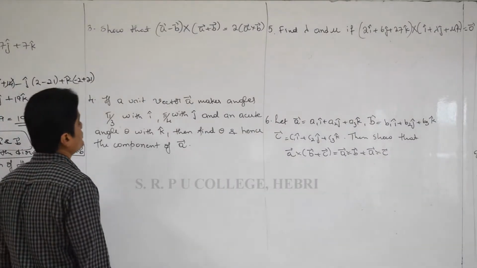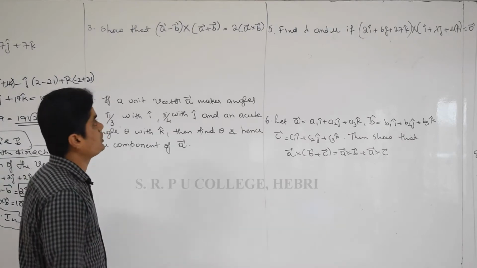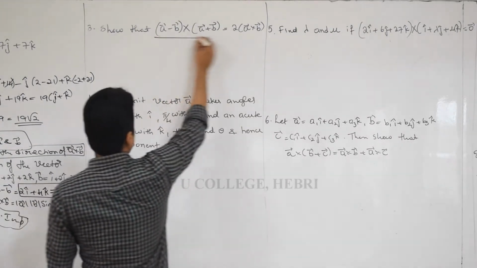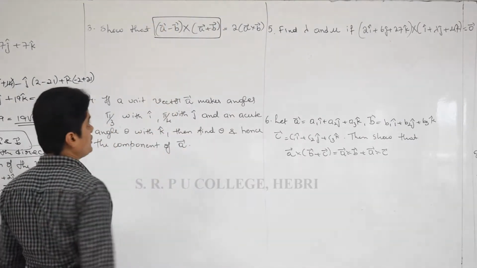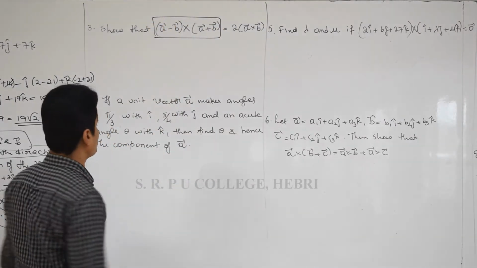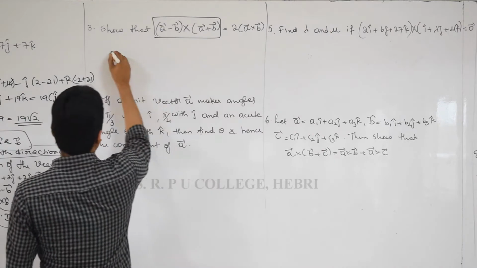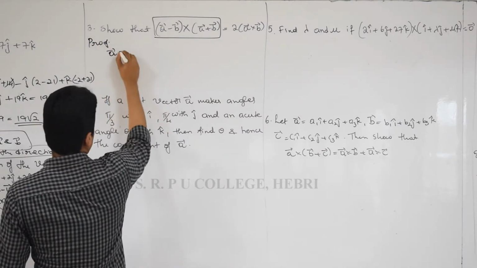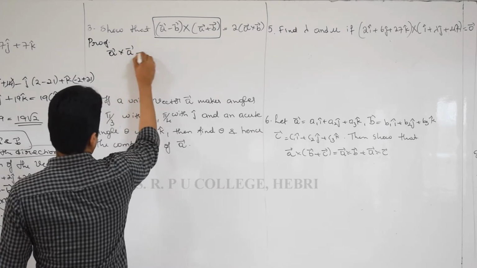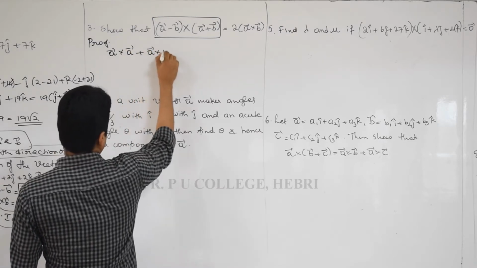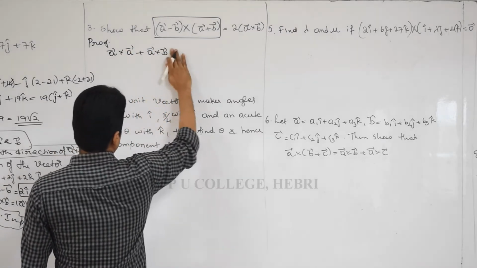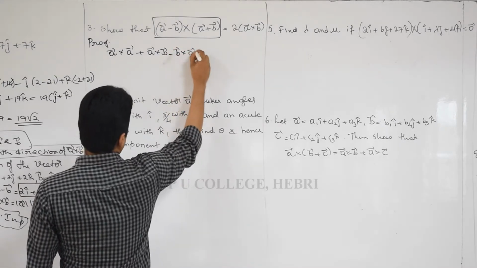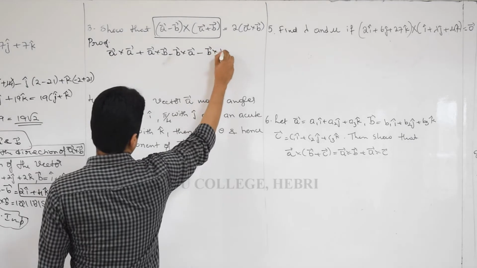Next question: show that (A minus B) cross (A plus B) is equal to 2 times A cross B. See, this uses the distributive property of cross product which I told you in the last class. So multiply this, what will you get? Vector A, proof. I am writing the proof now. A cross A plus A cross B minus B cross A minus B cross B.